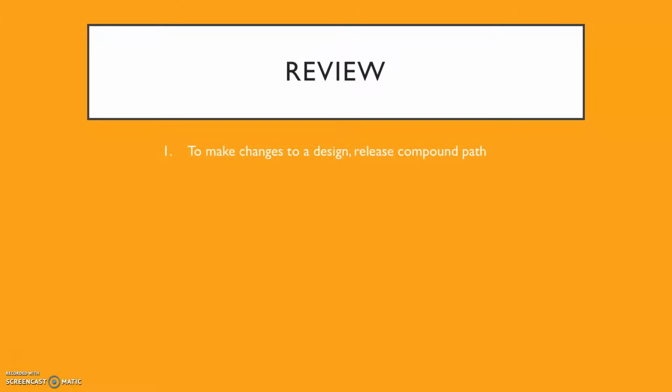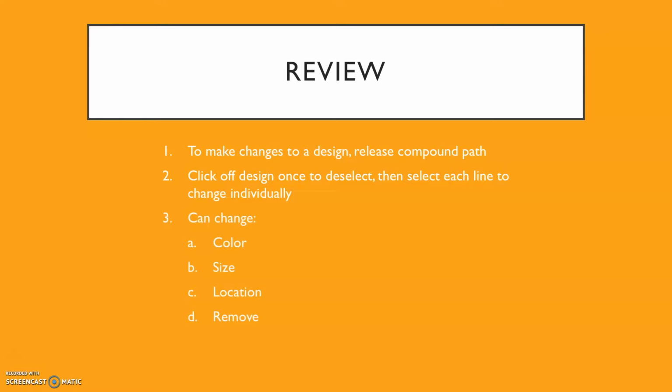To recap everything in this lesson, if you want to make changes to a design, you have to release the compound path. Then, you have to click off of your design once before choosing the lines that you want to edit individually. This can mean changing their color, size, location, or even removing them. Lastly, before moving on, draw a box around your whole design, right-click, and group.